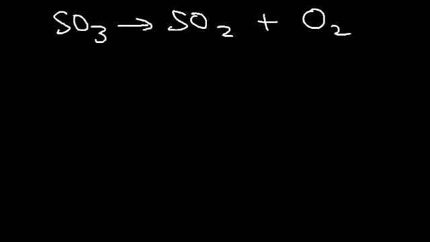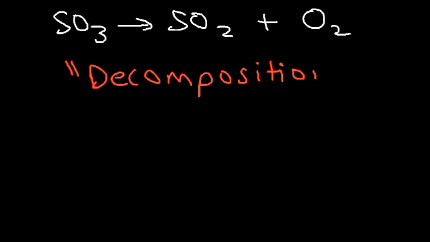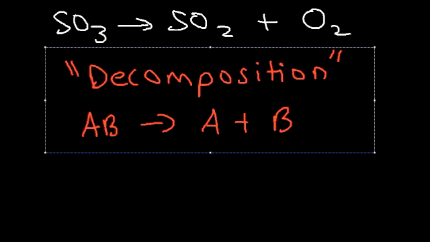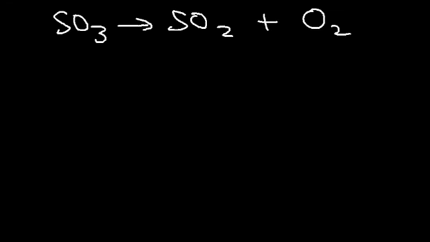So notice that this is the reverse of a synthesis or combination reaction. And so this is called a decomposition reaction. So whenever you have, let's say, a large compound, and if you break it into 2 smaller parts, it's a decomposition reaction. Now, how can we balance the reaction?